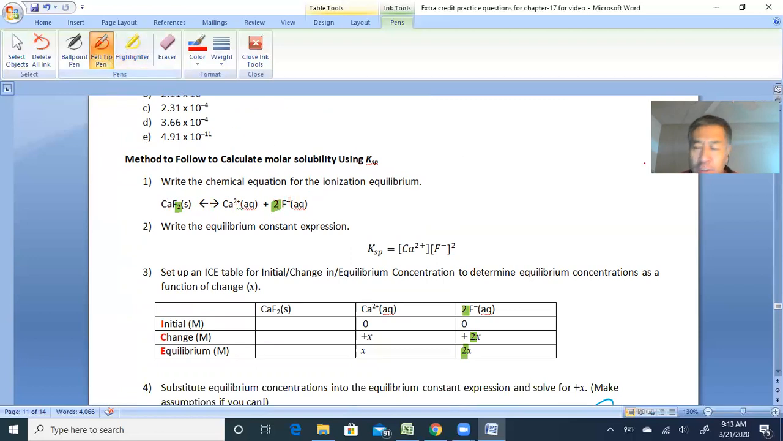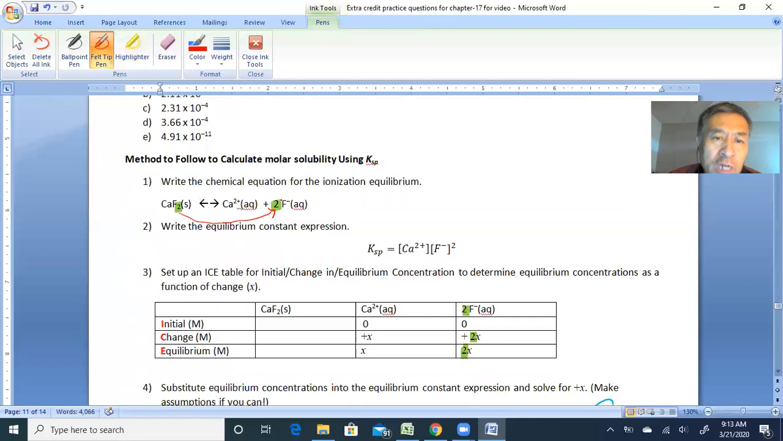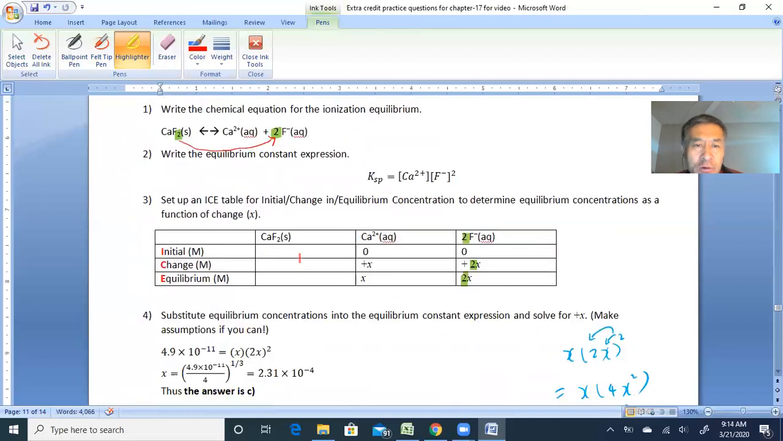So again, where does the 2 come from? The 2 comes from this subscript. So the coefficient 2 comes from the subscript 2. So therefore, we know how much ion we produce. Then you write the equilibrium constant. We call that a Ksp. So Ksp equals Ca2 plus times F1 negative squared. Then we write the ICE table.